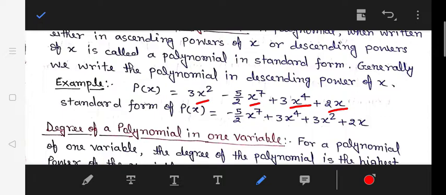If you are going to write any polynomial according to the exponent in the ascending or descending order, that is called the standard form of the polynomial. So that is the standard form of the polynomial.